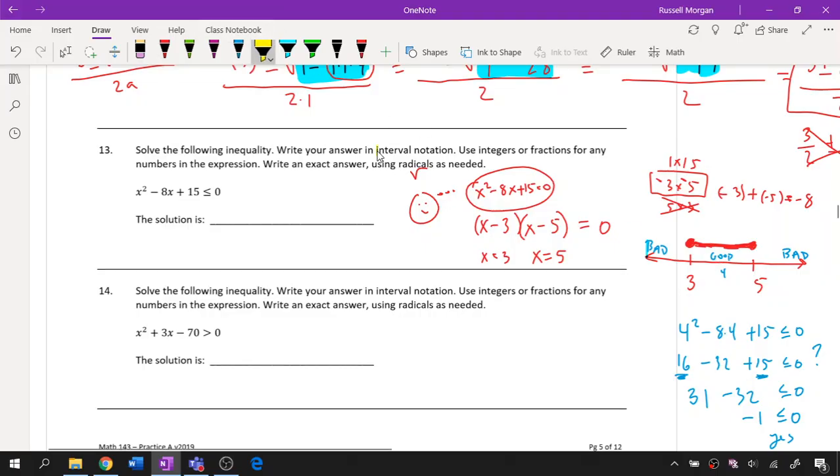We need to write that answer in interval notation. If you remember, interval notation starts here at 3 as a good spot, so I use a bracket, comma, and then it ends at this far side, the upper limit, and that's also a good spot, so the 5 is also going to be in a bracket. There is my interval notation.